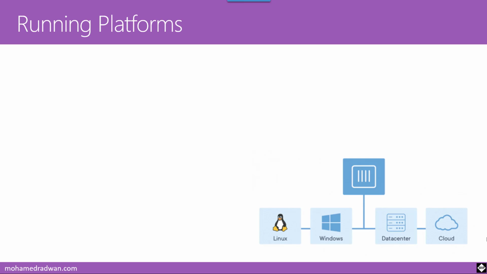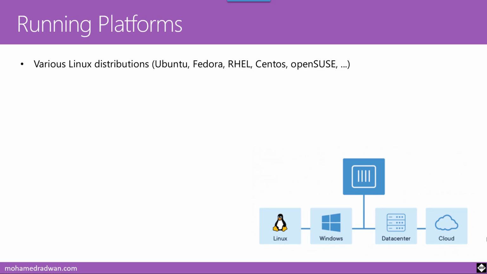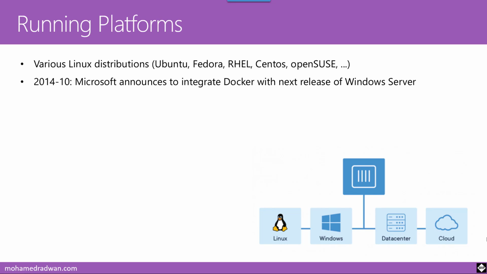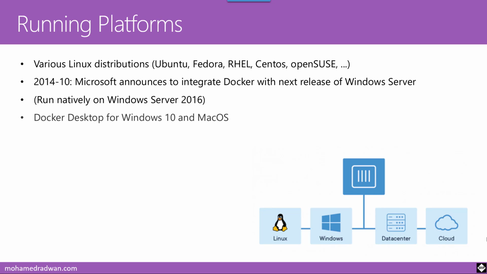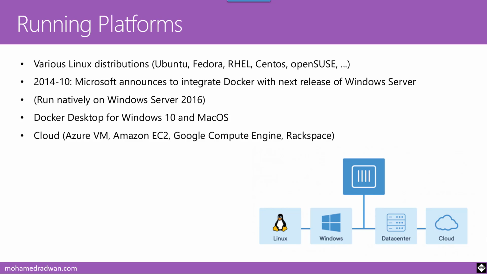Running platforms. Docker can run on many platforms. It started on various Linux distributions like Ubuntu, Fedora, CentOS, and many others. In October 2014, Microsoft announced it would integrate Docker with the next release of Windows Server. This is why it runs natively on Windows Server 2016. Also, there is Docker Desktop for Windows 10 and macOS. Docker can even run on most cloud providers like Azure VM, Amazon EC2, Google Compute Engine, Rackspace, and many others. And Docker even supports running on Raspberry Pi.